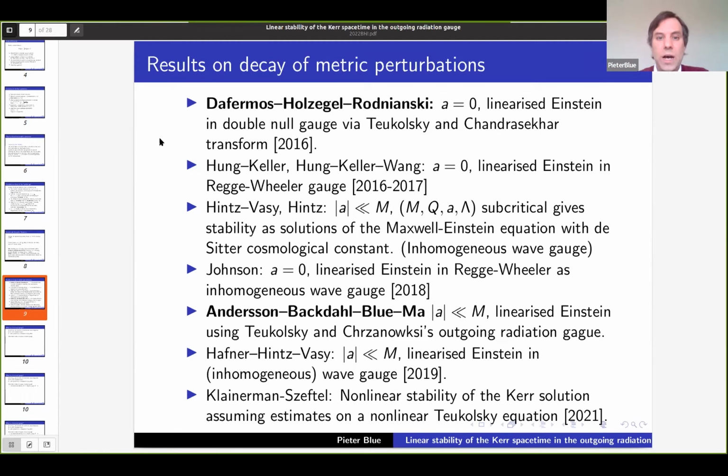In 2018, Johnson returned to the Schwarzschild stability, reinterpreting the Regge-Wheeler gauge as some sort of inhomogeneous wave gauge.